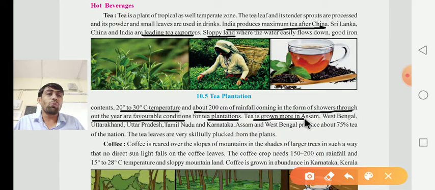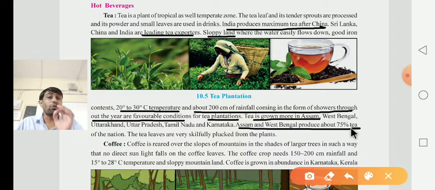Tea is grown more in Assam. In which state is tea more grown? Assam. Tea is grown more in the Assam state. West Bengal, Uttarakhand, Uttar Pradesh, Tamil Nadu and Karnataka: these are all the major tea-producing states. Assam and West Bengal produce about 75% of the tea of the nation.